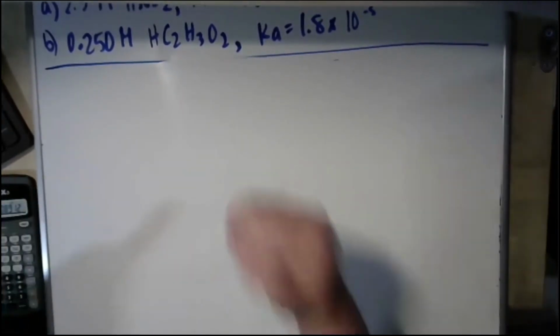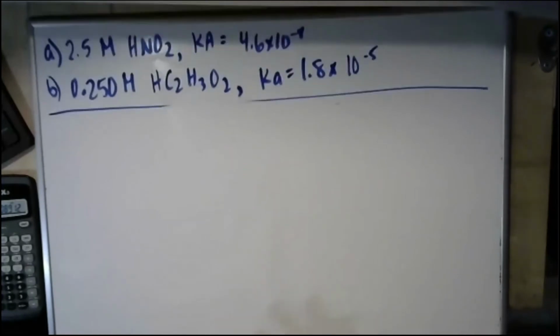I need an ICE table stamp that's made out of dry erase markers, so I don't have to keep on drawing out these ICE tables.